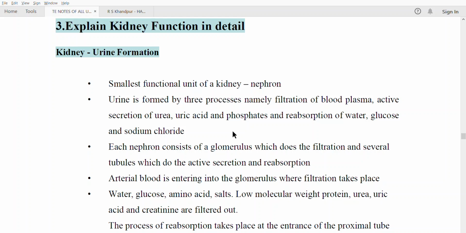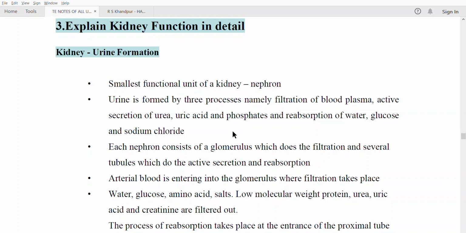active secretion of urea, uric acid, phosphates, and reabsorption of water, glucose, and sodium chloride. Each nephron consists of a glomerulus, which does the filtration, and several tubules, which do the active secretion and reabsorption. So the blood enters the glomerulus. There is a specific filtration happening at the glomerulus.